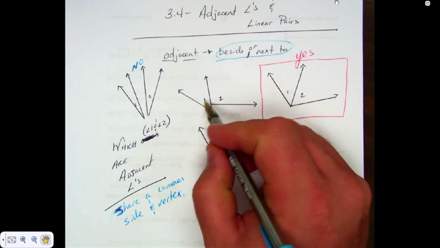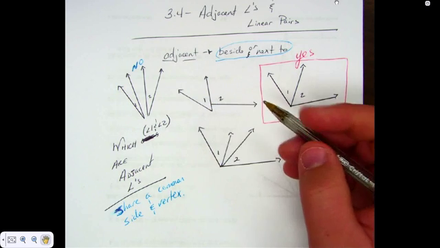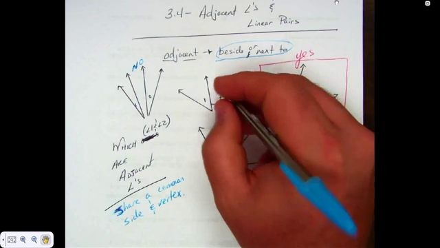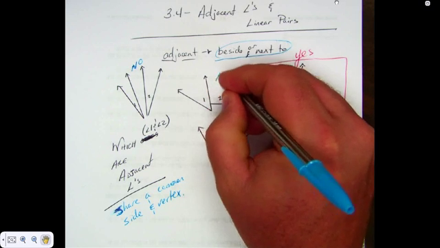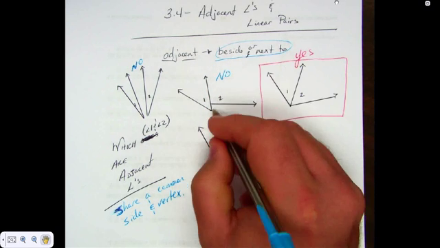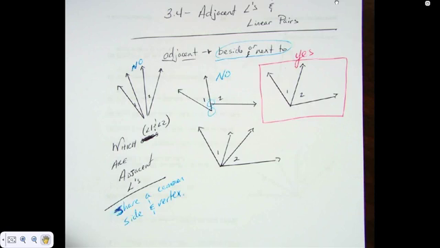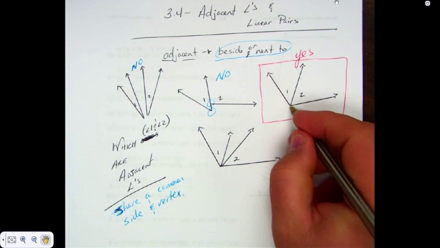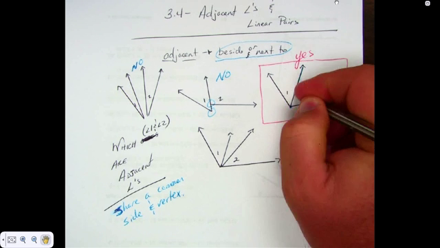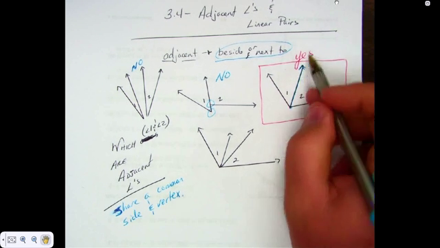Right here, angle 1 and angle 2 seem to be next to each other, don't they? And they share a side. Well, why is it no? They don't share a vertex. That right there is why it's no. Agreed? Now this, they share a what? Vertex and a what? And that's why it's yes.